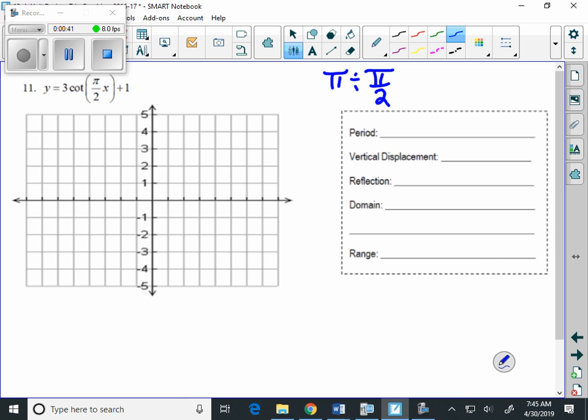And once again, when dividing, don't multiply. Flip the second one and multiply. So we get 2 pi divided by pi, and our period's going to be 2 on this. And when we fill that in, 1, 2, 3, 4, there's 2. So half of that is 1, and I'll have to write that again.